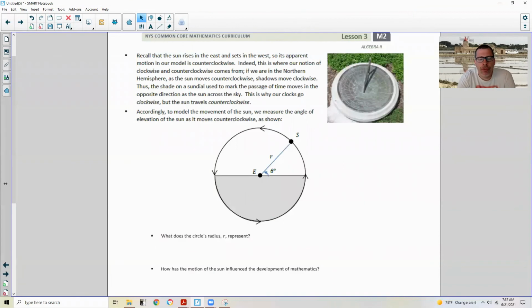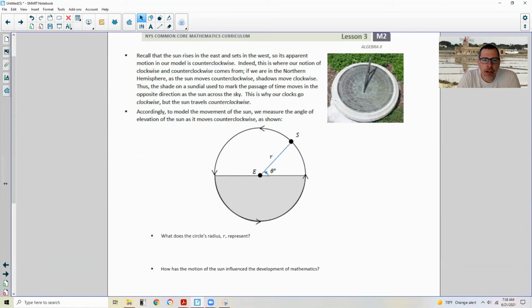Okay, page 2. Before we get to that, I just want to explain this. It says to recall that the sun rises in the east and sets in the west. So its apparent motion in our model is counterclockwise. Indeed, this is where our notion of clockwise and counterclockwise comes from. If you are north of the equator in the northern hemisphere, as the sun moves counterclockwise, shadows move clockwise.